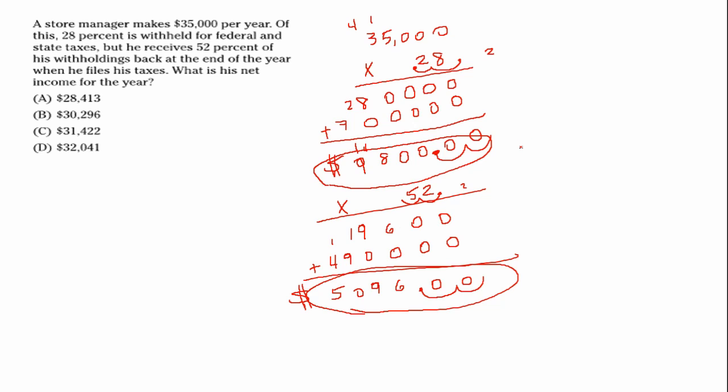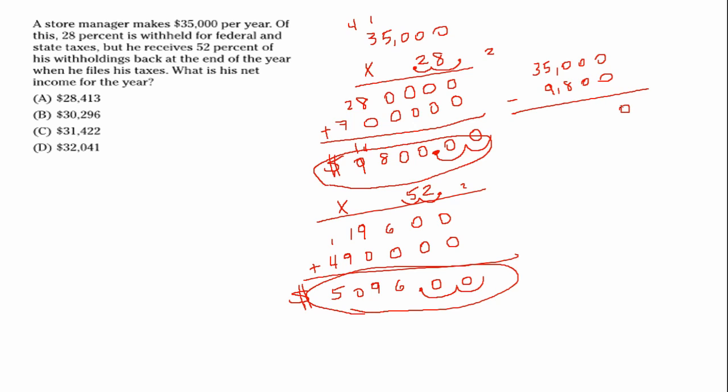So basically he's going to have 35,000 minus 9,800 plus 5,096. We can either do it in 2 steps like that, or we can just do it in 1 step. Let's do it in 2 steps. 35,000 minus the 9,800 in taxes.